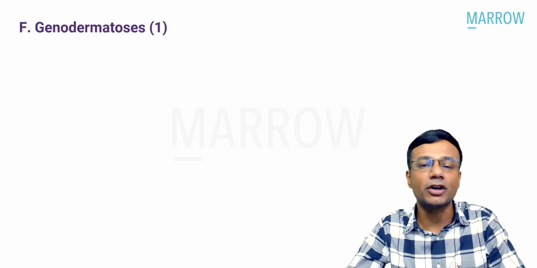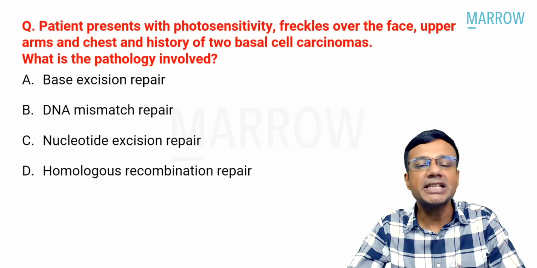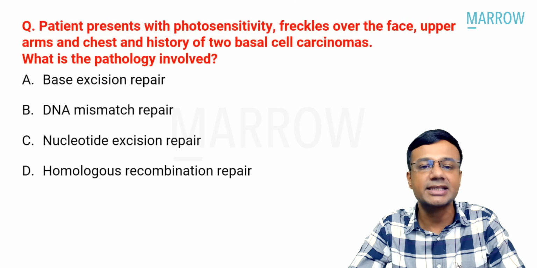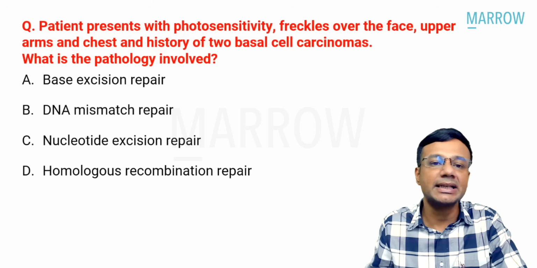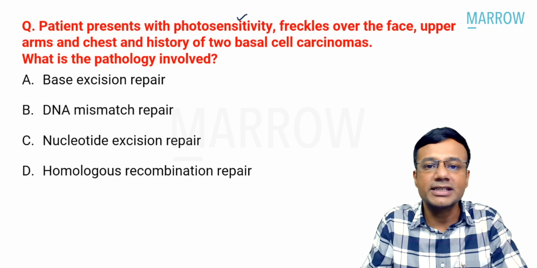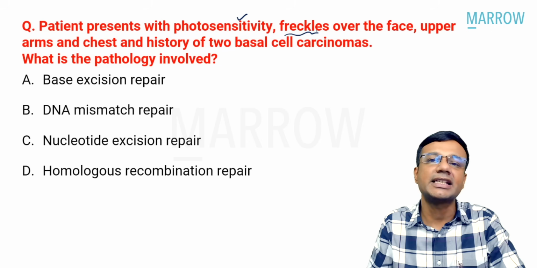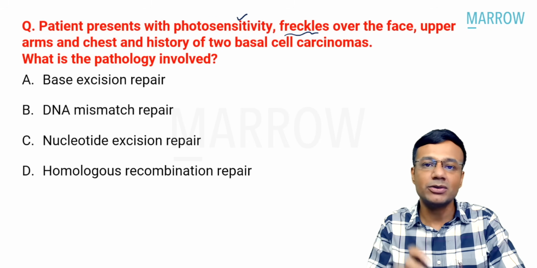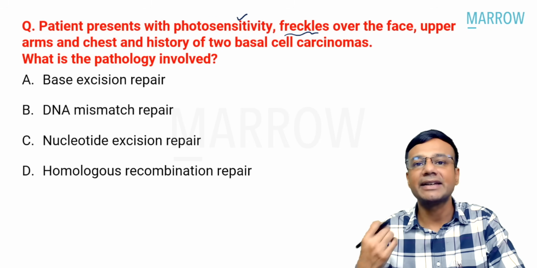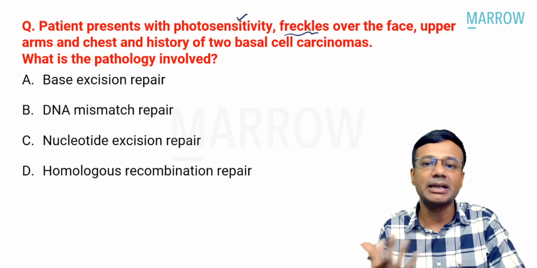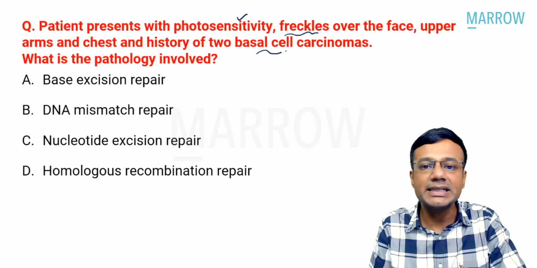We move on to the next topic of genodermatosis. A patient presented with photosensitivity, freckles on the face, upper arms and the chest, and history of two basal cell carcinomas. So there's photosensitivity, there's freckling. Freckling is basically a condition where melanocyte number is normal, but the activity is more. So you get multiple hyperpigmented lesions here. And there are two basal cell carcinomas.